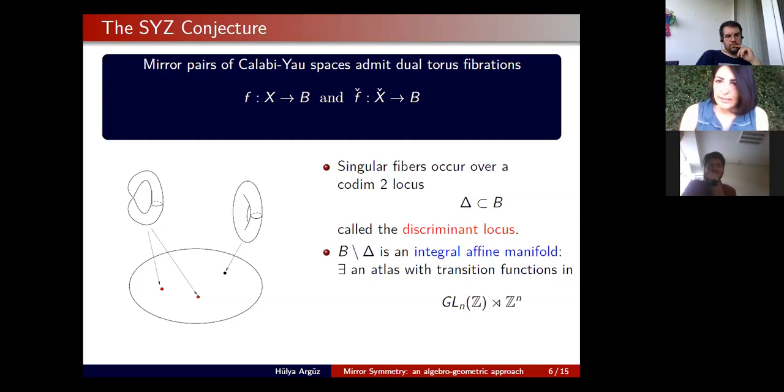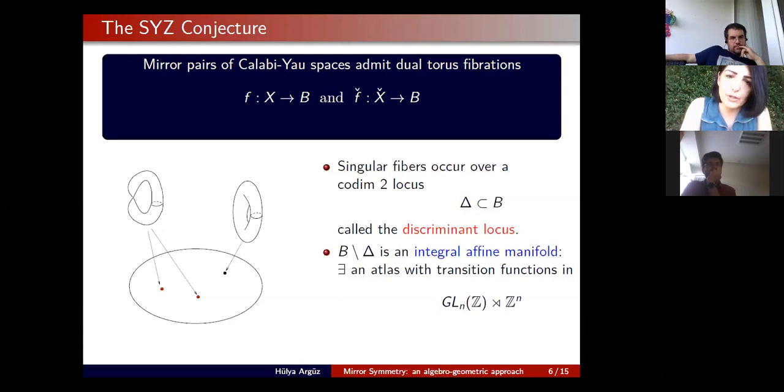So dual is in the sense that if you obtain one side from the tangent bundle modulo the lattice, you look on the other side, the cotangent bundle, you quotient out with the cotangent bundle to obtain the torus fibers. And so these fibrations on Calabi-Yau manifolds, for topological reasons, do need to have singularities, and the singular fibers occur over a codimension 2 locus, which we call delta, which is called the discriminant locus.